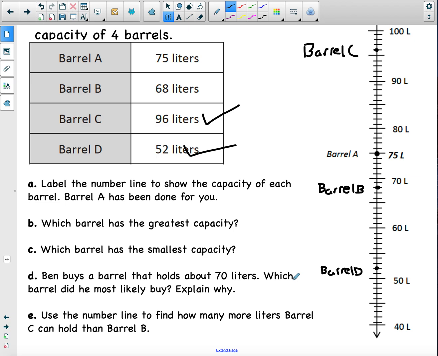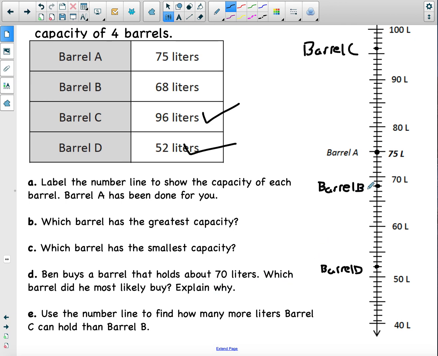So I'm going to model how I answer D, and then I want you to answer E. Ben buys a barrel that holds about 70 liters. Which barrel did he most likely buy? Explain why. Well, this is where 70 liters is. And I see barrel B and barrel A are both very close to 70.